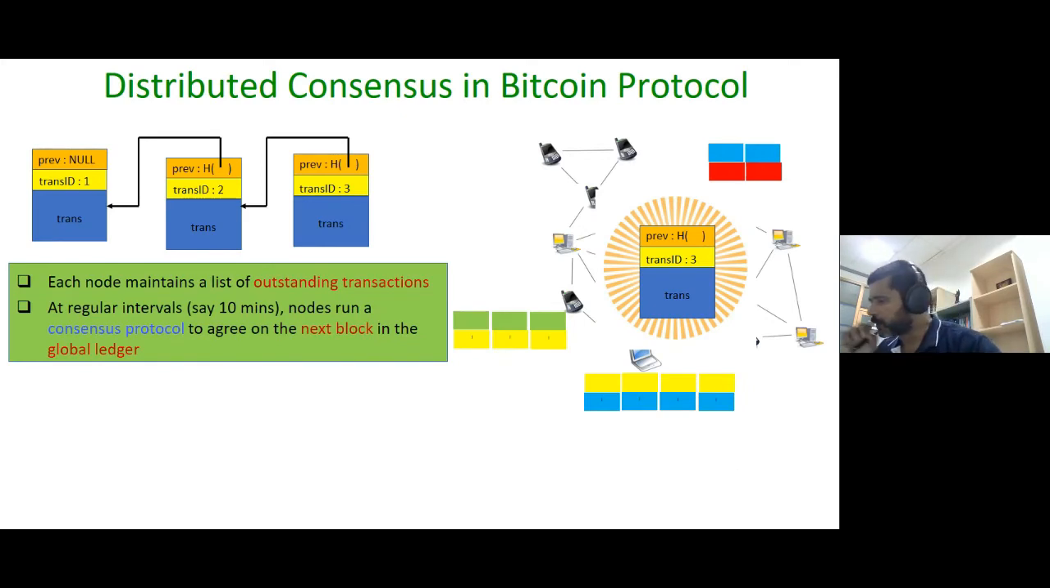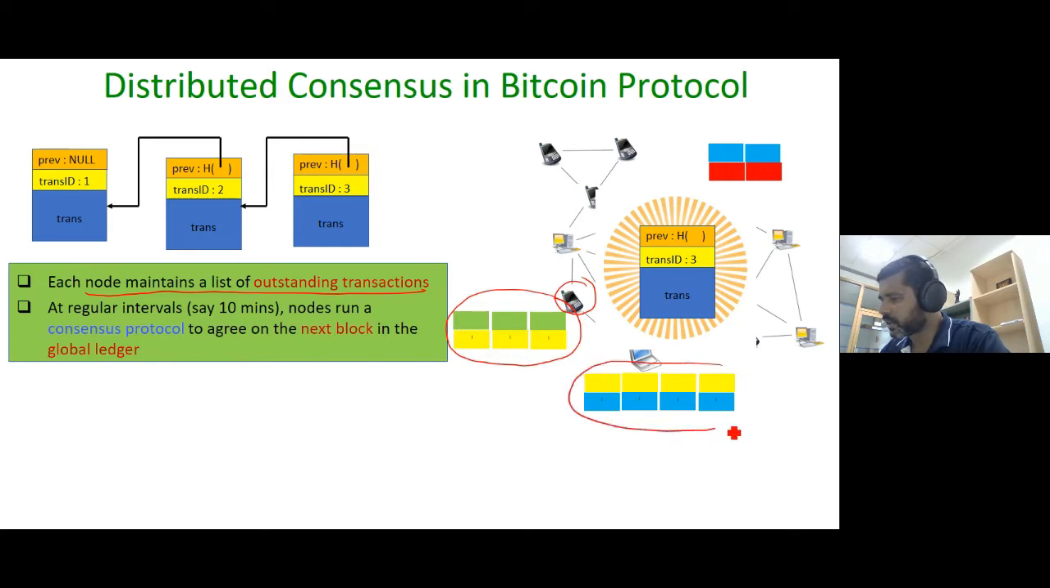Okay, so what I am saying here is the following. Each node will maintain a list of outstanding transactions. So suppose this system has received these 3 transactions. This system has received these transactions. This system has received this transaction, and so on.